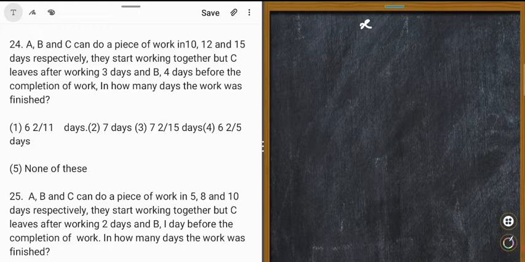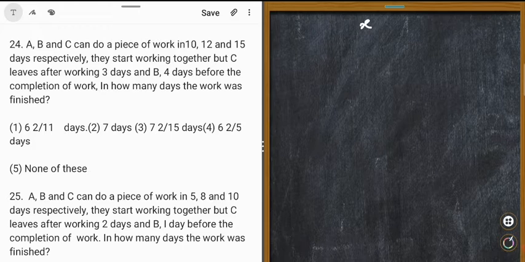And C left after doing 3 days work. That means, remember, A worked X days, B worked X minus 4 days, and C worked 3 days. Could you understand? So now let's do it.